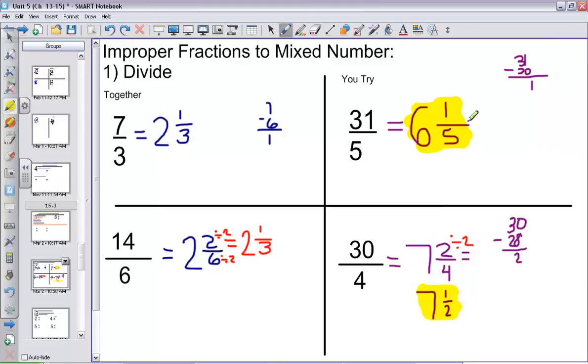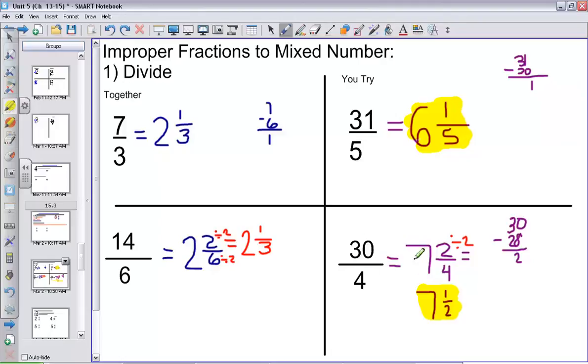Alright, here's our answers that we should have come up with. 6 and 1/5. How did I get 6 and 1/5? Well, 5 goes into 31 6 times. So 5 times 6 is 30. So 31 minus 30 gives me a remainder of 1. So my 1 is my numerator. My denominator stays the same with 5.